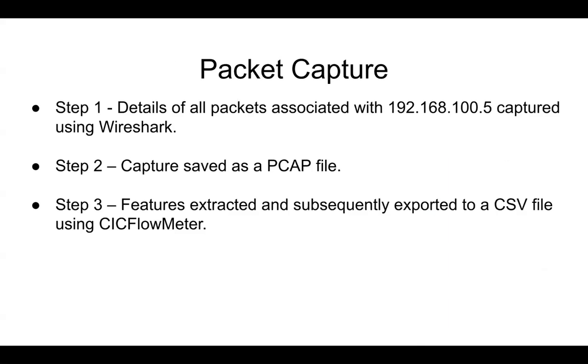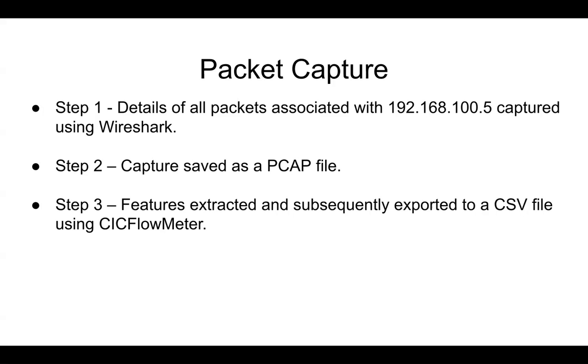And now I'll be giving a brief overview of how we captured the packet details. So on the target system, we ran Wireshark to capture details of all the packets associated with the IP address of the target system, which was 192.168.100.5. So the data captured included normal traffic as well as DDoS traffic. This output was then saved as a PCAP file.